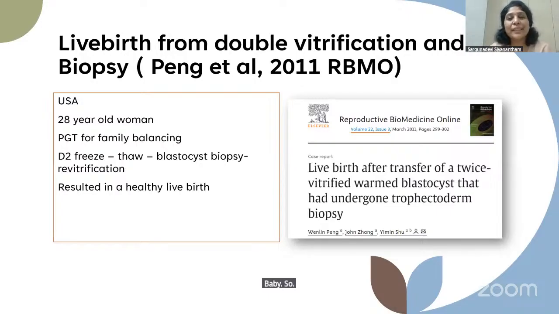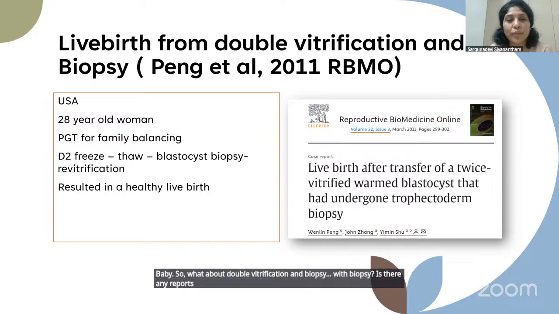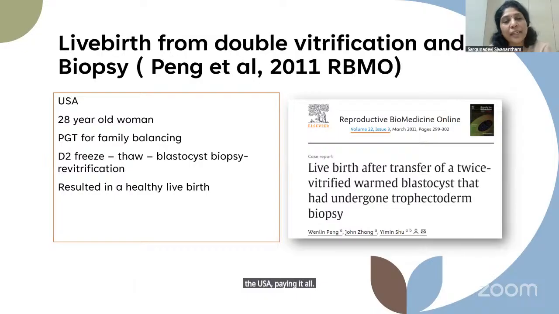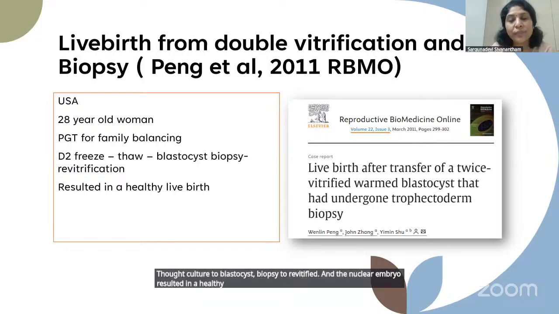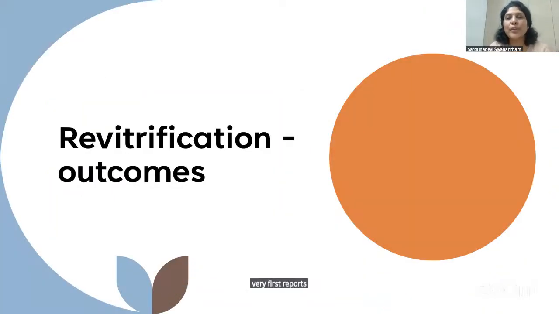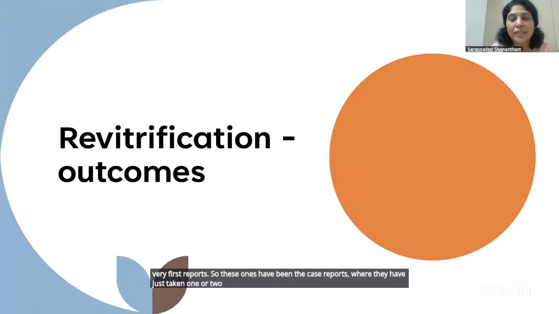So what about double vitrification with biopsy? Are there any reports? The first report was from the USA, Peng et al., for a 28-year-old woman. PGT was performed for family balancing from frozen day 2 embryos, thawed, cultured to blastocyst, biopsied, revitrified, and a euploid embryo resulted in a healthy live birth. This was the very first report. These have been case reports, where they took just 1 or 2 cases at most to report.